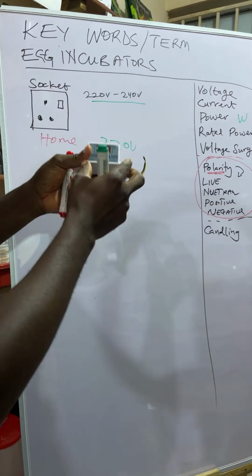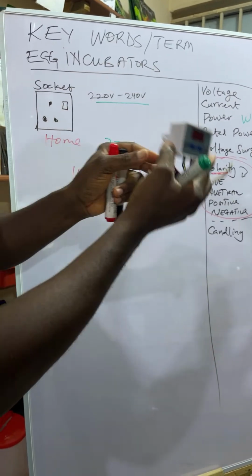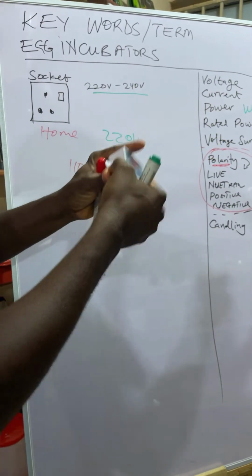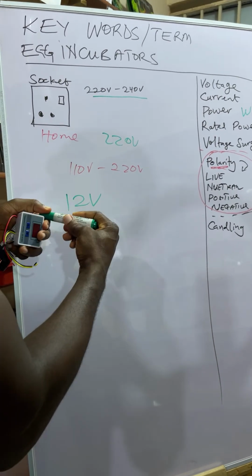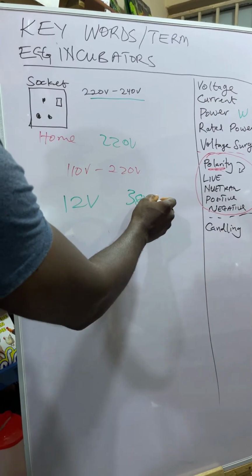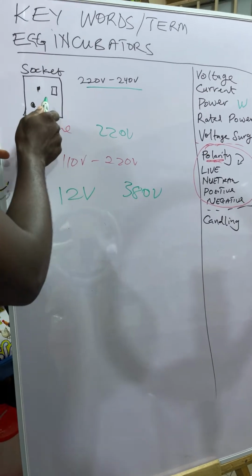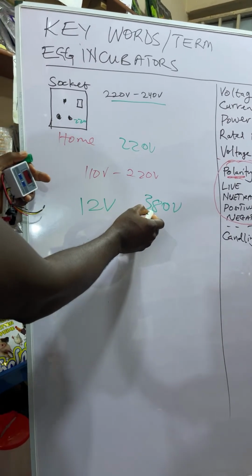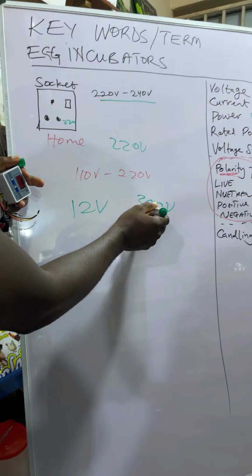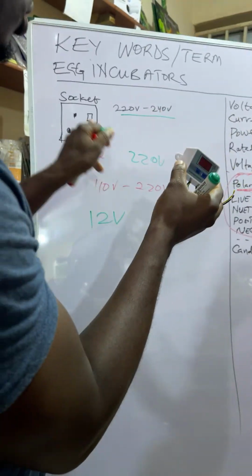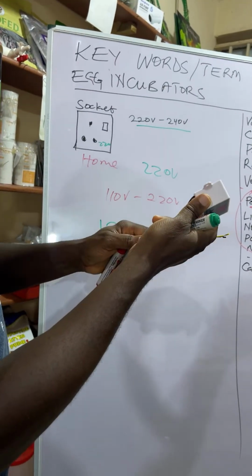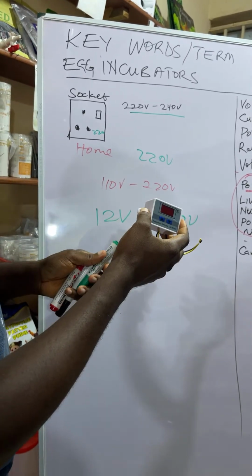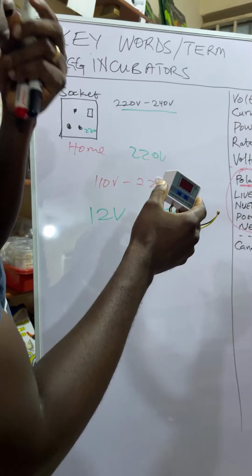If you bring a higher voltage appliance, let's say they wrote 380 volts, the supply giving 220 volts is lower than this, so it cannot power it. Whatever you plug in here will not work, because it will see it as low voltage.